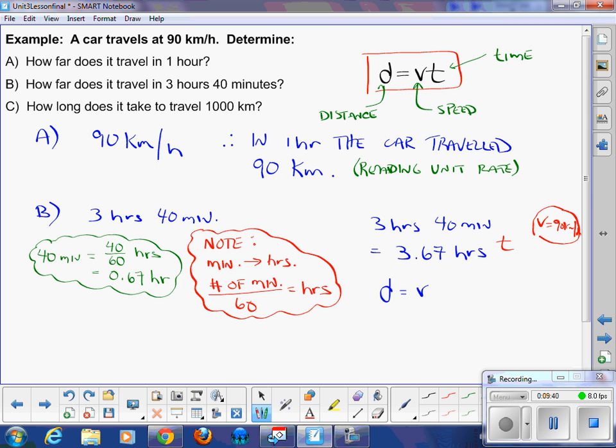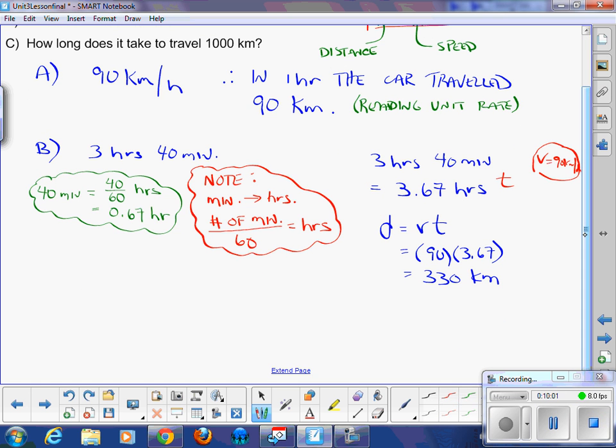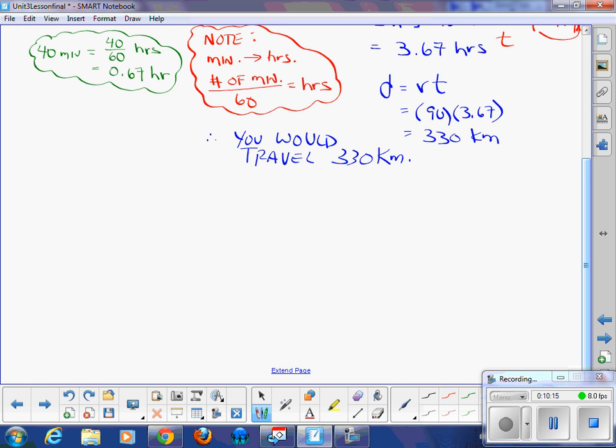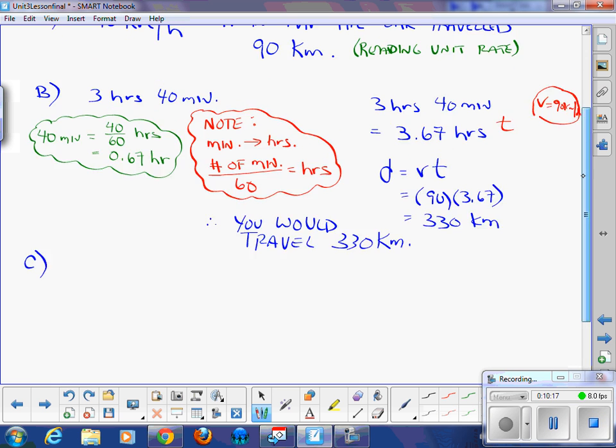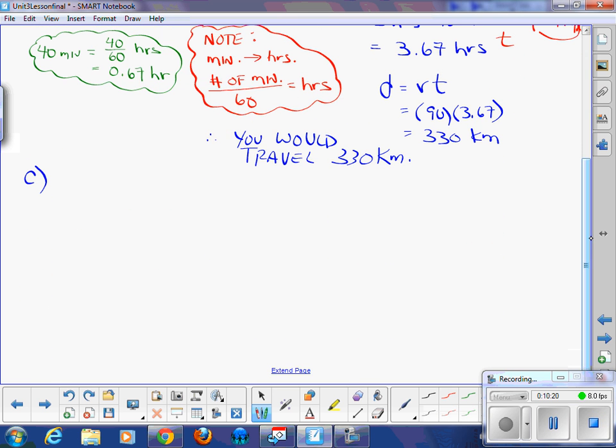So D equals V times T, so 90 multiplied by 3.67. And you'd know that 90 times 3.67 gives us 330 kilometers. Okay, so there's quite a bit going on in that question there. So therefore, you would travel 330 kilometers.